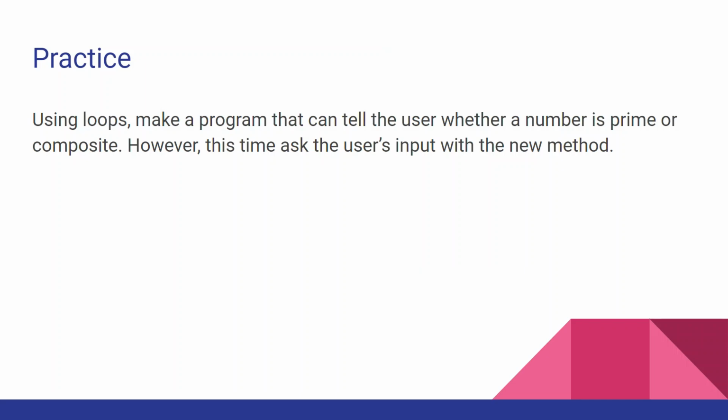Now let's put this to the test. Using loops, we are going to again make a program that can tell the user whether a number is prime or composite. However, the twist this time is that we're going to ask the user for the input with this new method. It's important to understand that we're basically doing the same thing as we always were. However, this time we're just being more secure about it. So let's get into it.